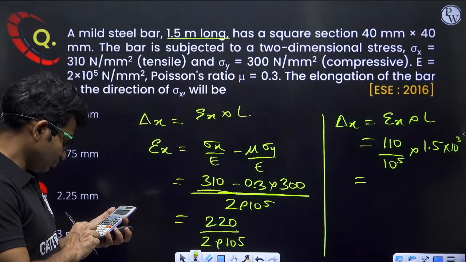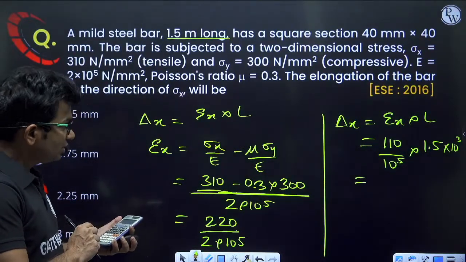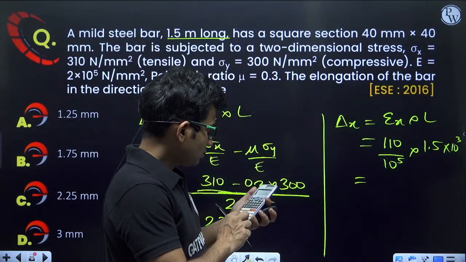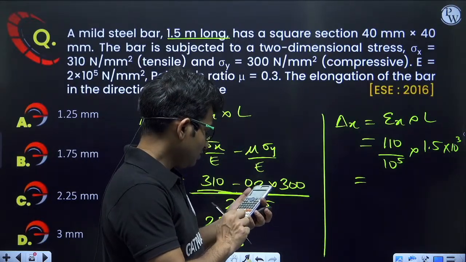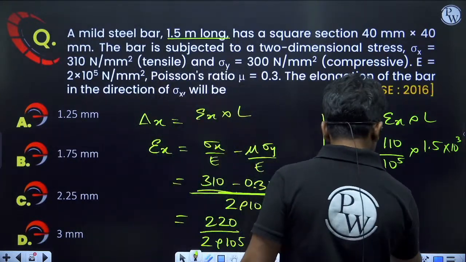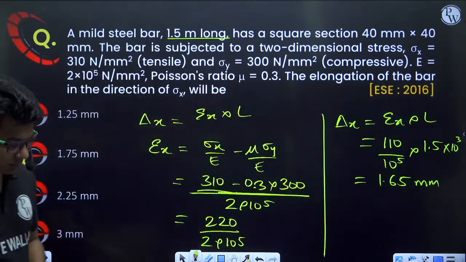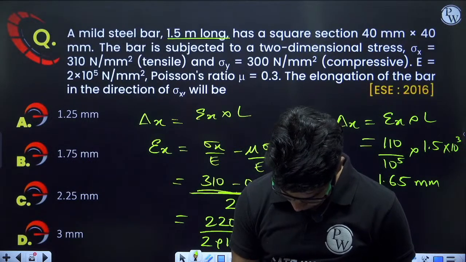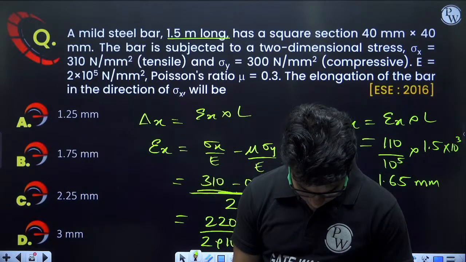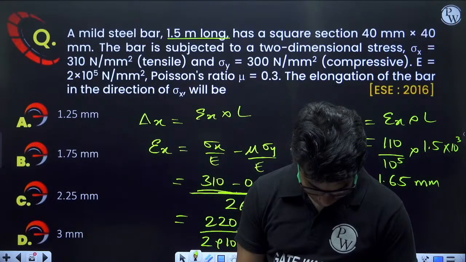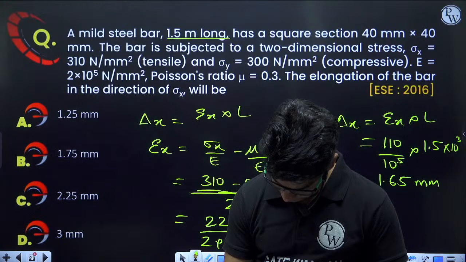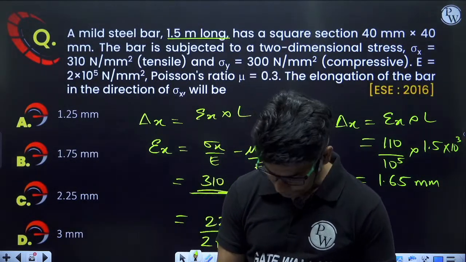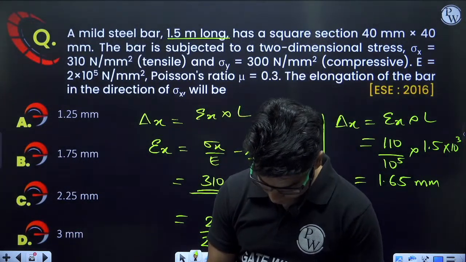310 minus 0.3 into 300. We are getting 220. That is correct. So 110 divided by 10 to the power 5, 1.5. 110 into 1.5 divided by 100. What are we getting? 1.65, the answer is not matching. 1.65 mm. Let me check. Let me verify. Just a minute.